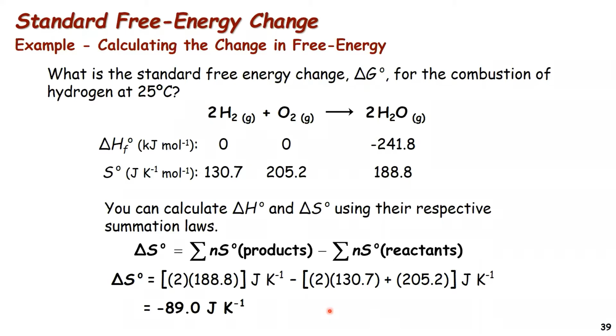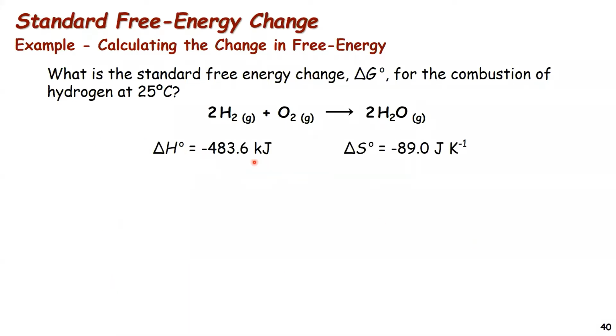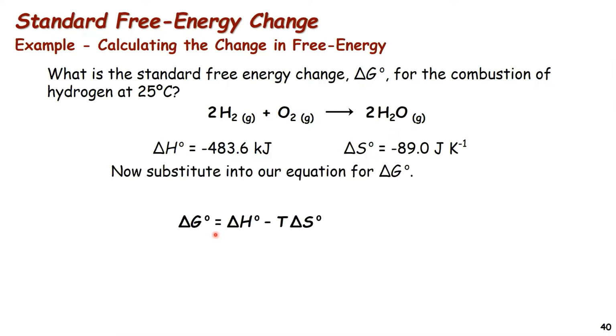Okay, so now using the enthalpies of formation and the standard entropies and the summation laws for both, we've now determined the enthalpy change and the entropy change under standard conditions. So we've already seen that the free energy change is simply going to be the enthalpy change minus the absolute temperature times the entropy change. Now, the change in free energy has the same units as the enthalpy, so kilojoules. So we're going to want to make sure that this ends up in kilojoules.